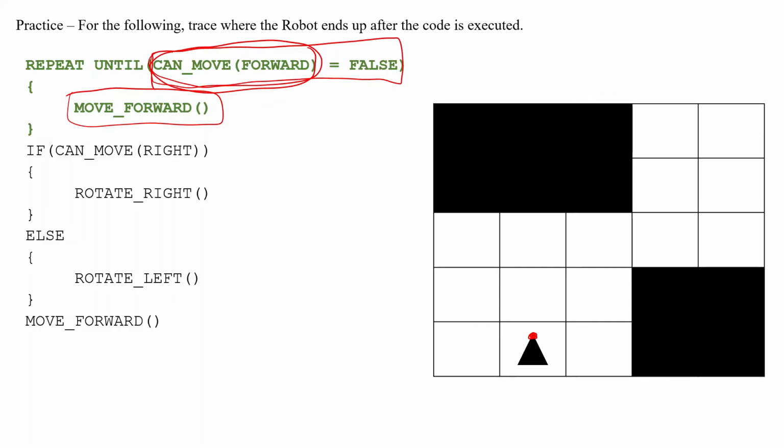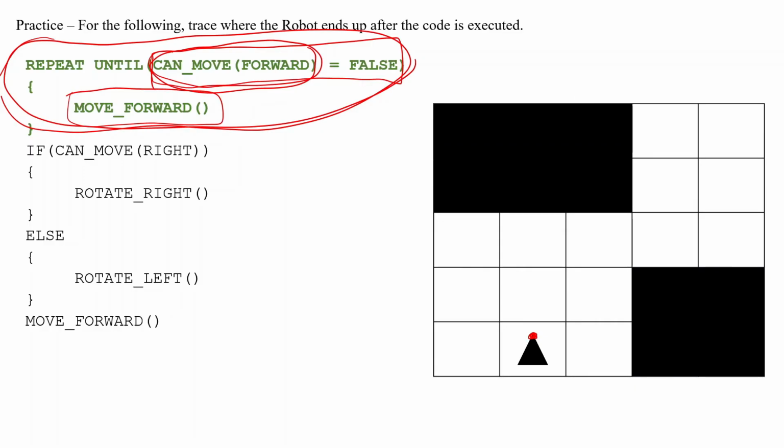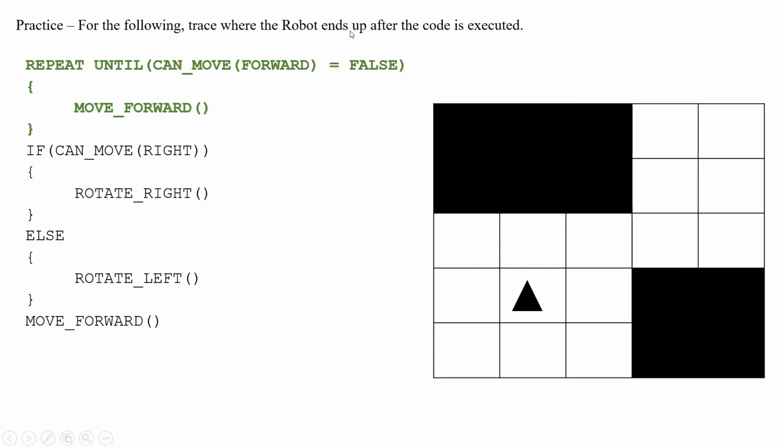Okay? And that can be a good way to help you understand when you're tracing through this code. What is this code trying to do? Well, in plain terms, it's trying to move the robot forward until it can't move forward anymore. Repeat until can move forward equals false. We want to move the robot until it can't move forward anymore. So I'm going to do that. I'm going to move it forward, move it forward. I've reached the point where I can't move forward anymore because it's black. So that means my loop is done. It is now false, and that loop is done. I can move on to my next statement.